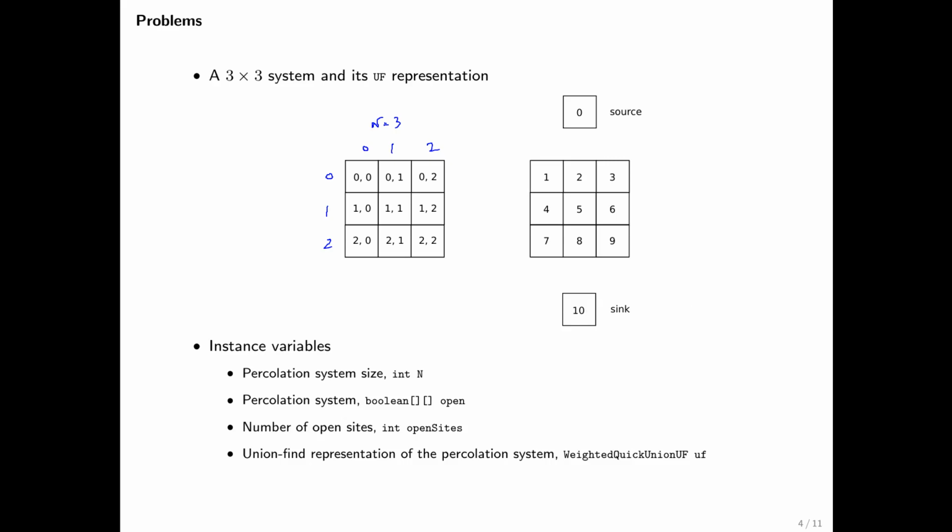Okay. Now let's talk a little bit about the instance variables that you will need inside of the percolation data type. Well, you will need a variable called n of type integer to store the percolation system size. So that's one instance variable. Then you will need a 2-dimensional array of booleans. Let's call it open. And then you will need a variable called open sites to keep track of the number of sites that you open in the percolation system. And then finally, you need an object called UF that is an object of type union find data structure, right? And the particular implementation of union find that we're going to use is called weighted quick union UF. So this variable UF is going to be an object of that type. So these are the instance variables that you need minimally to implement the percolation data type.